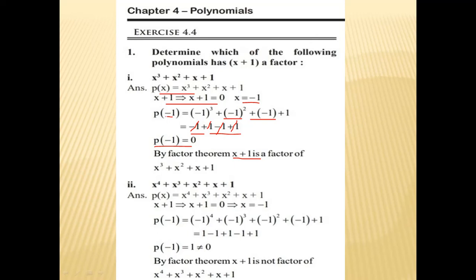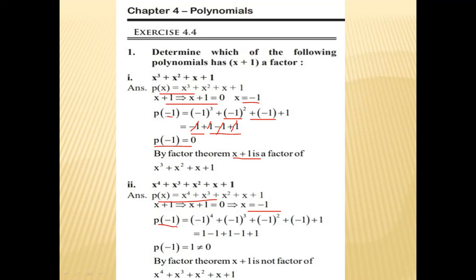X to the power of 4 plus x cube plus x square plus x plus 1. This is taken as P of x. We substitute x plus 1 is equal to 0. Therefore, x is equal to minus 1. We substitute the value of x is minus 1 in the polynomial. We get P of minus 1 is equal to minus 1 whole to the power of 4 plus minus 1 whole cube plus minus 1 whole square plus minus 1 plus 1.